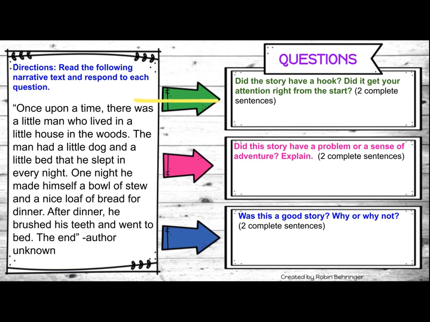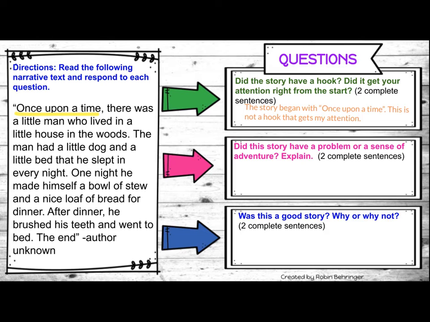So let's take a look at the questions here. Did the story have a hook? Did it get your attention right from the start? So do you think that had a hook? We look at the beginning. It started with once upon a time. So you decide, is that a hook? It is. It sounds like an old fairy tale, but I don't know that it really grabs my attention.